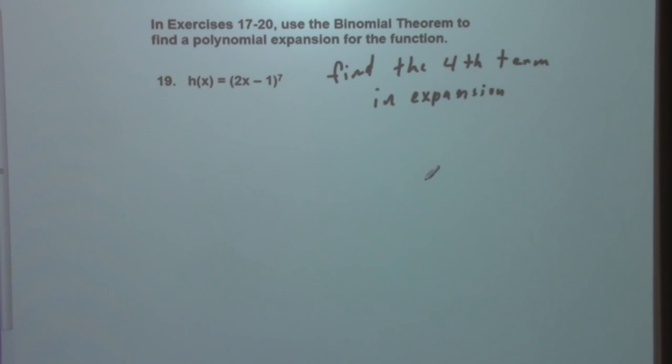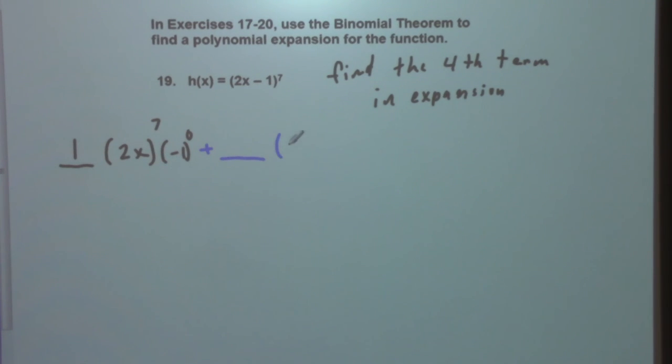No? Okay. Well, I know I'm going to have some combination of this. My first term is going to be something like this times 2x to the power of 7, and then negative 1 to the power of 0. And I'm going to have this coefficient first, which is 1, because the first one is always going to be 1.